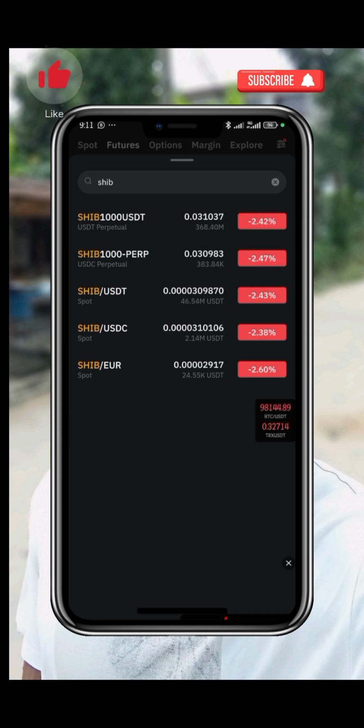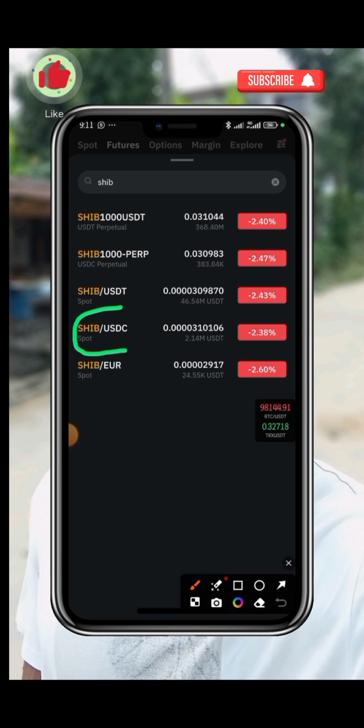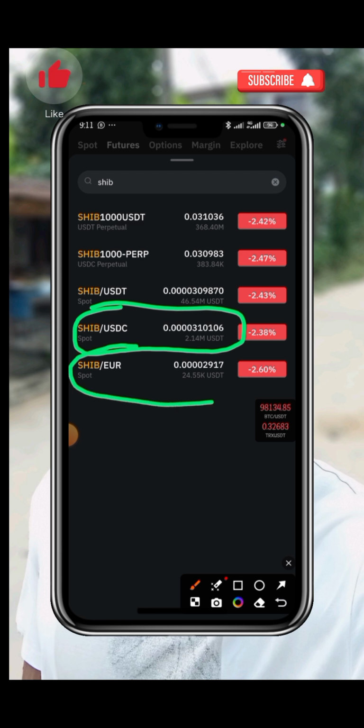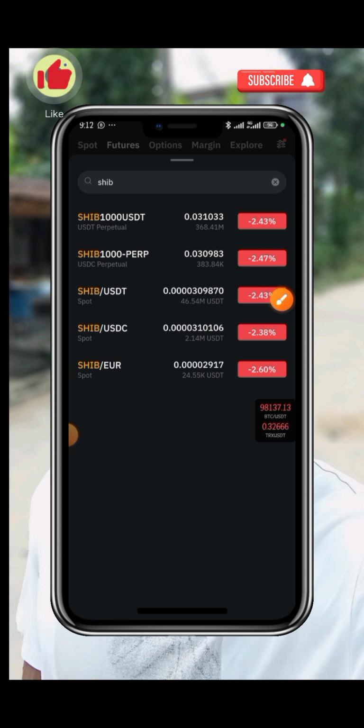Also in spot, you cannot trade this SHIB USDC with USDT. You can only trade it with USDC. Same with this. If you deposited euro into your account, you can only trade this on spot using your euro. You cannot use any other stable asset. So I think that's that.